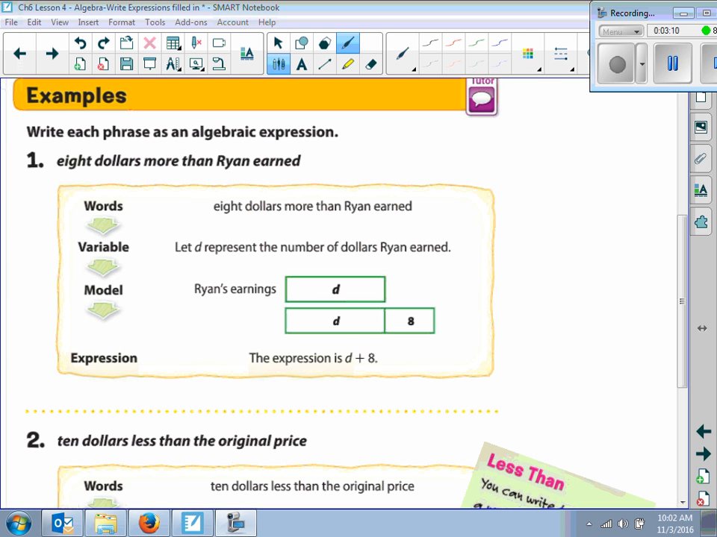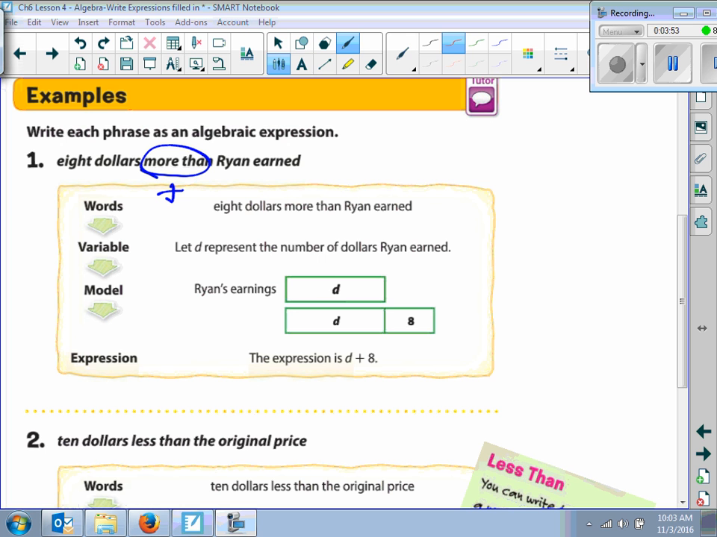All right, so the first example says write each phrase as an algebraic expression. So here, $8 more than Ryan earned. $8 more than Ryan earned. What's the math word that tells us an operation? More. Very good. So we know more than. So what does more than tell me I'm going to do? More than means you're going to add. That's what we did, yes.